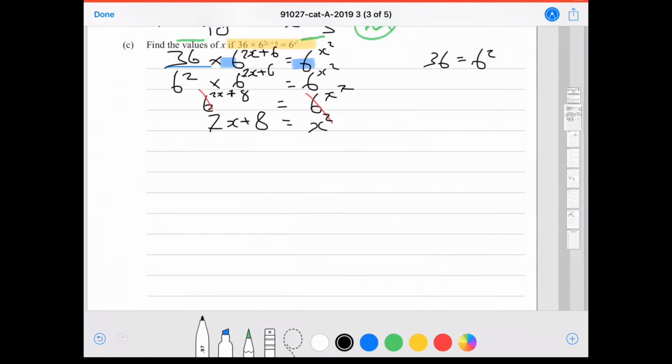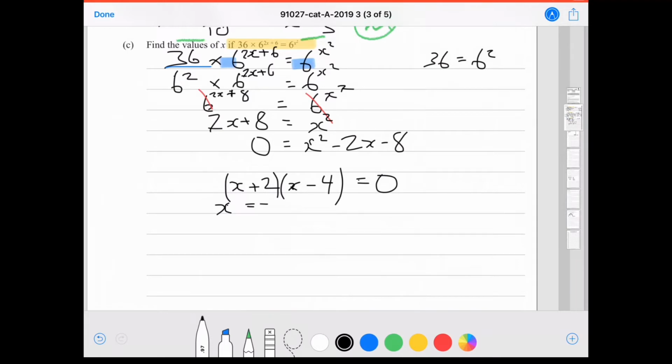And now you can see a quadratic starting to form. Let's put it in quadratic form. You've got x squared minus 2x minus 8. And okay, this is a pretty straightforward quadratic. Our two numbers we're looking for are positive 2 and minus 4. So x plus 2 and x minus 4 equals 0, and therefore x equals negative 2 and positive 4.